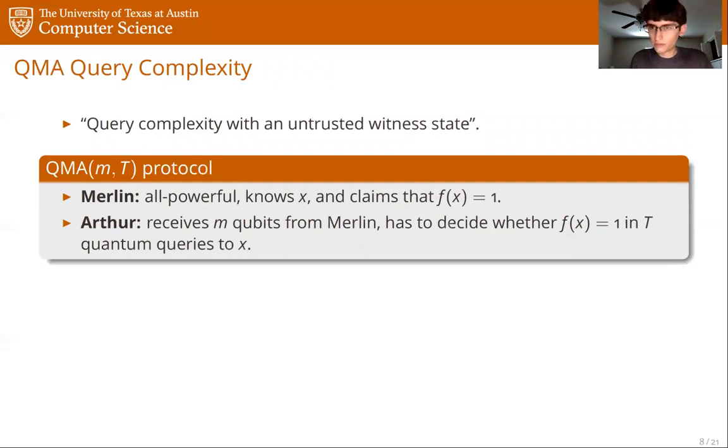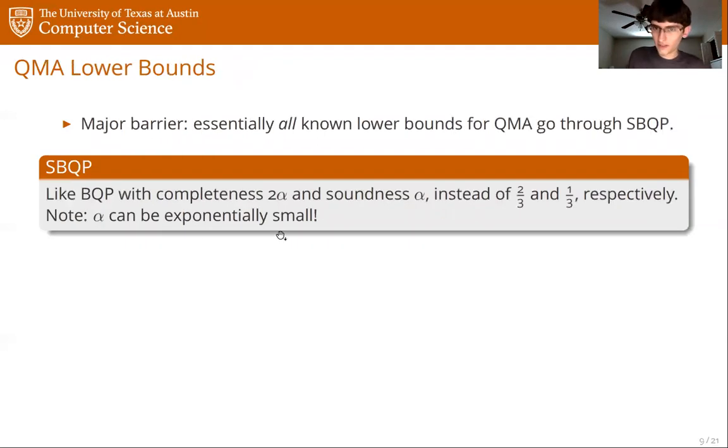Okay, so how do we prove lower bounds for QMA query complexity? It turns out that essentially the only general lower bound technique we have for QMA is through a measure called SBQP. I won't go into too much detail about what this is, but it is basically BQP, except where the completeness and soundness parameters are 2 alpha and alpha instead of 2/3 and 1/3, for an alpha that the algorithm can choose in advance.